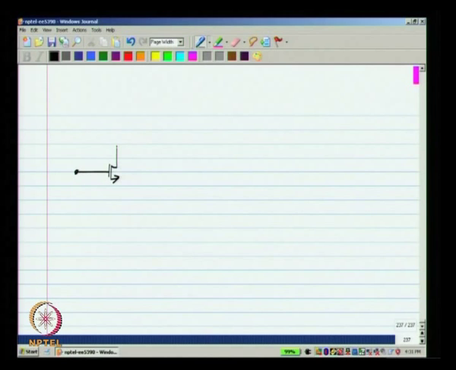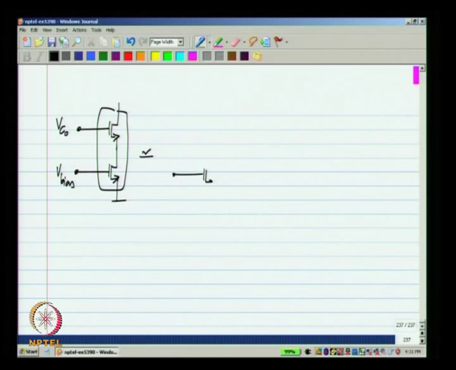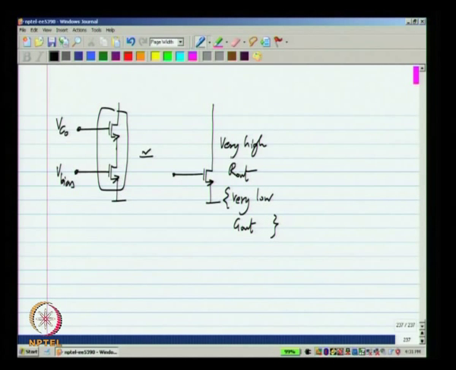Now, in general, if we have a common source structure, by that what I mean is we have the source to be grounded, and I can apply some voltage to the gate, whether it is a signal voltage or a bias voltage, and I use another common gate transistor on top of it. This compound transistor can be thought of approximately as a single transistor with a very high R out, very high output resistance, or equivalently a very low output conductance. This is a very useful view.